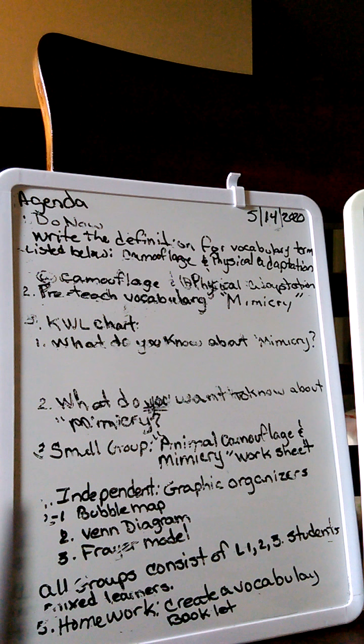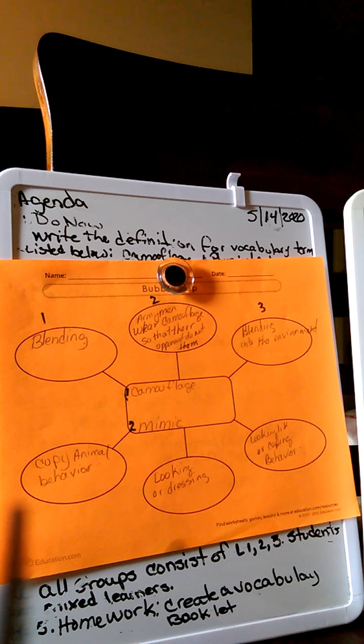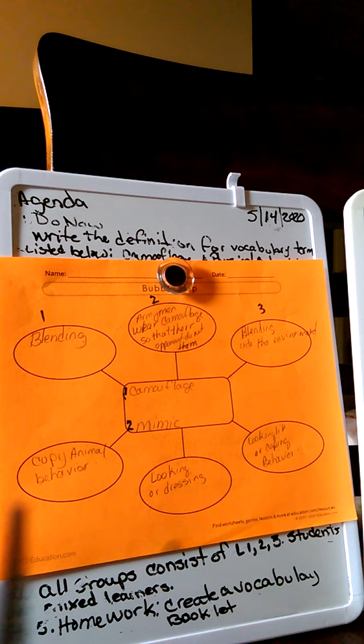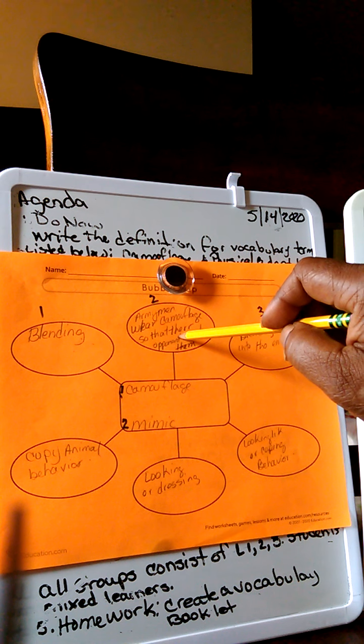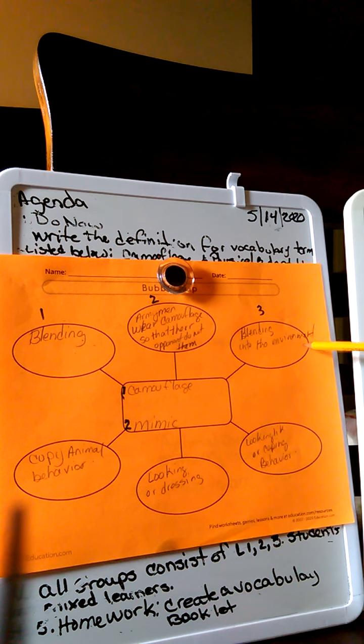So our independent work is our graphic organizers. I'm going to model what you should do in your graphic organizer, okay? There we go, graphic organizer. In the center box, we're going to write for number 1, camouflage. Number 2, mimic. I hope you see that. At the top, you have 3 bubbles. In the first and second bubble, you're going to give me examples of camouflage. Okay? In the third bubble, you're going to give me the definition.